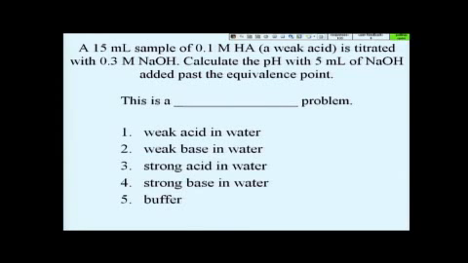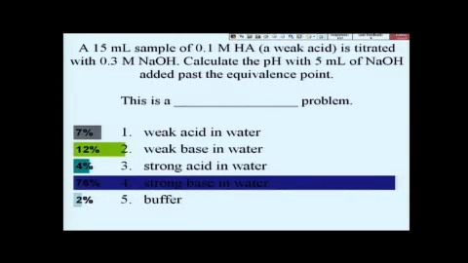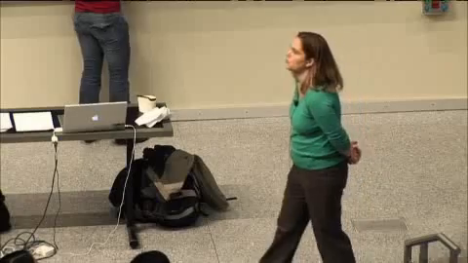Okay, let's just take 10 more seconds on the clicker question. Okay, 76%, I think that says, which is not bad, but we should be at 100%.